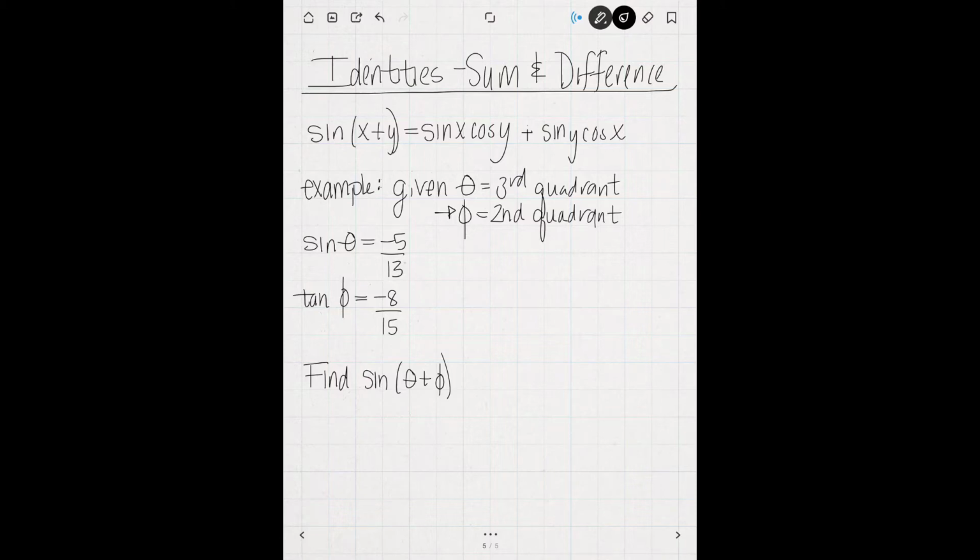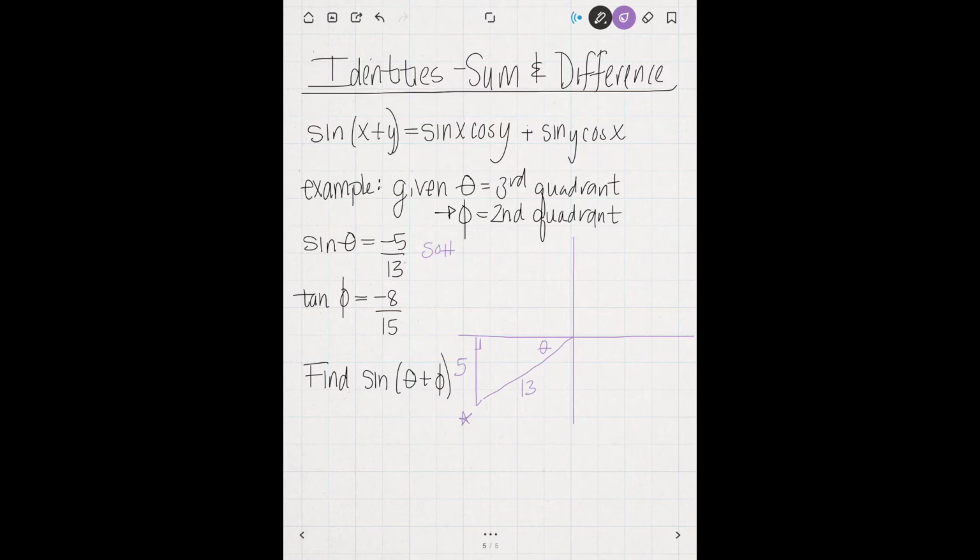So the first thing that you have to do is draw these out. So I'm going to pick a different color here. We'll do purple. So let's draw these out. All right, so we'll start with theta. So theta is going to be in the third quadrant, which is this one down here. So I'm going to make my angle come like this. Here's going to be my theta. And the sine of theta, remember sine is opposite over hypotenuse. So my opposite side is going to be 5 and my hypotenuse is going to be 13.